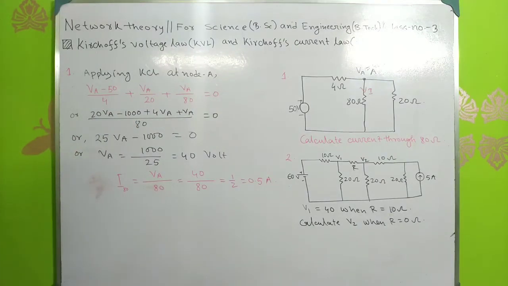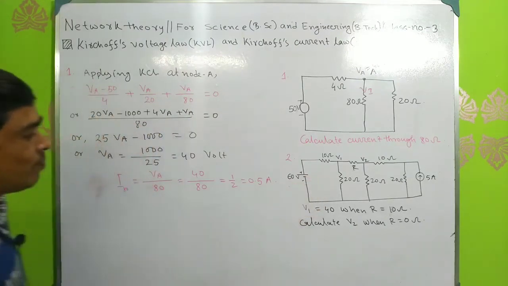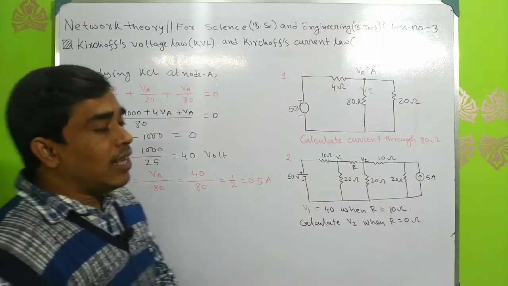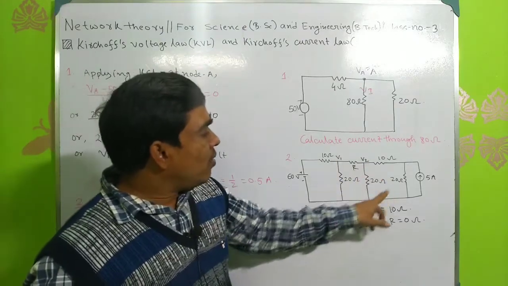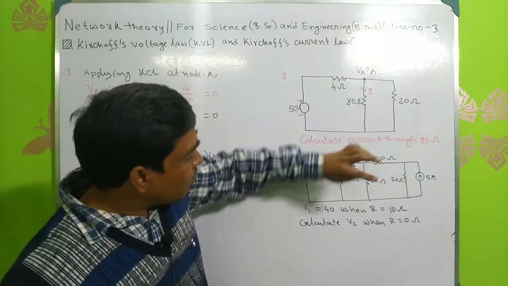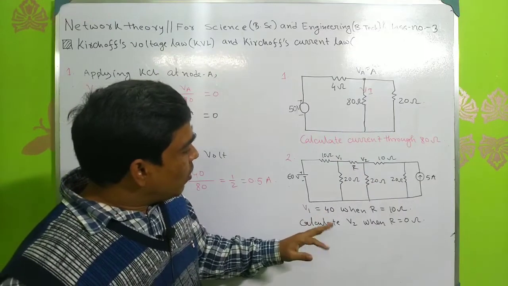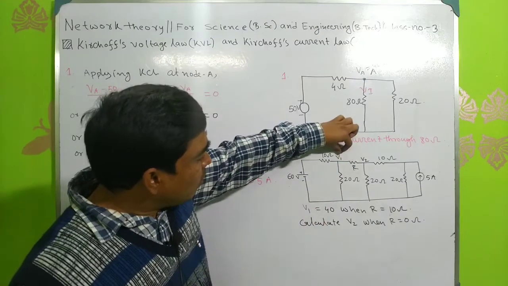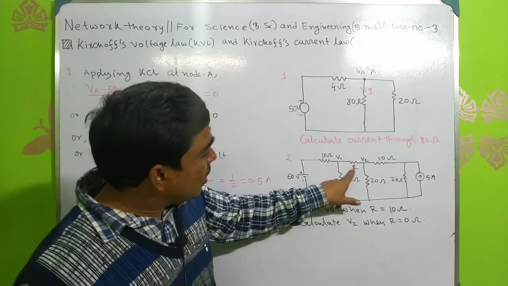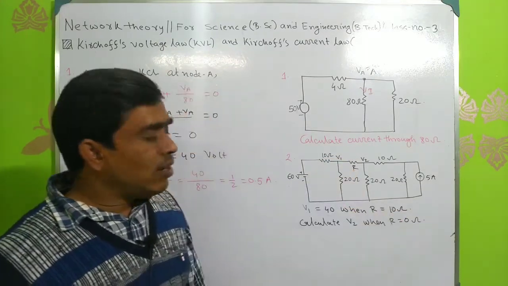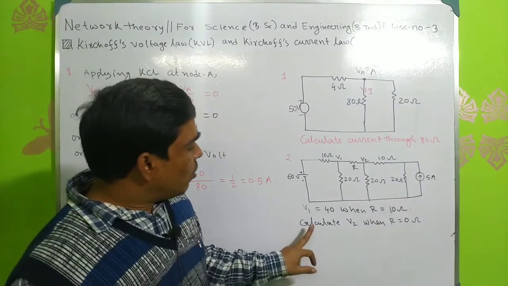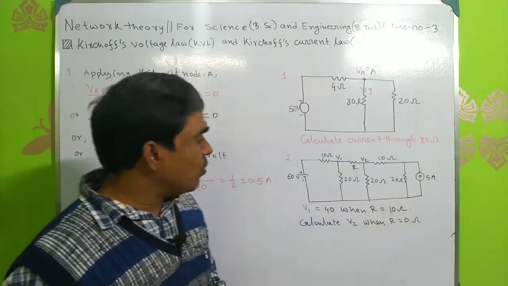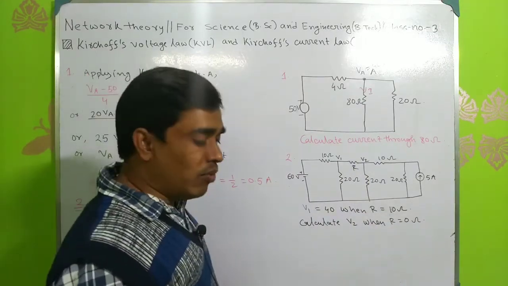Now this problem, what is this problem? Problem number 2. Here this is a circuit, this is a resistance R. This problem is given that V1, this node voltage, is 40 when the value of R is 10 ohm. So calculate the value of V2 when R equals 0.